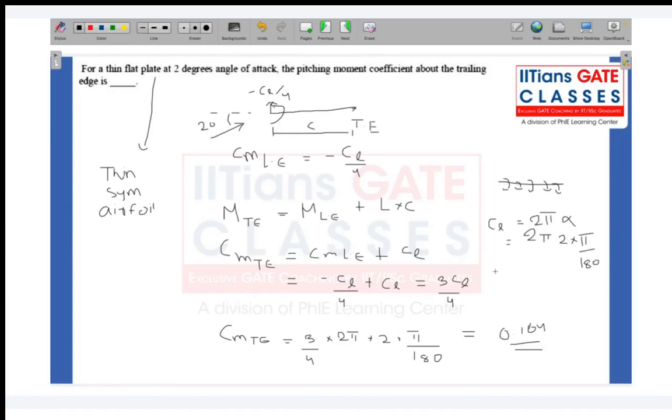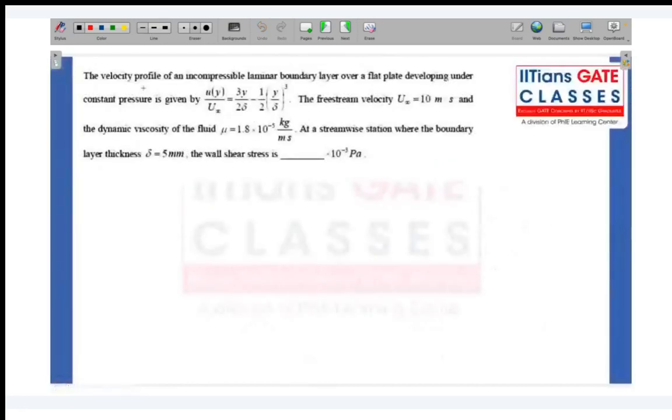The velocity profile for an incompressible laminar boundary layer on a flat plate developing under constant pressure is given by u by u infinity equals 3y by 2 delta minus half y by delta whole cube. Free stream velocity is 10 meters per second and dynamic viscosity is 1.8 into 10 power minus 5. At a streamwise station, the boundary layer thickness is 5 mm. The wall shear stress?